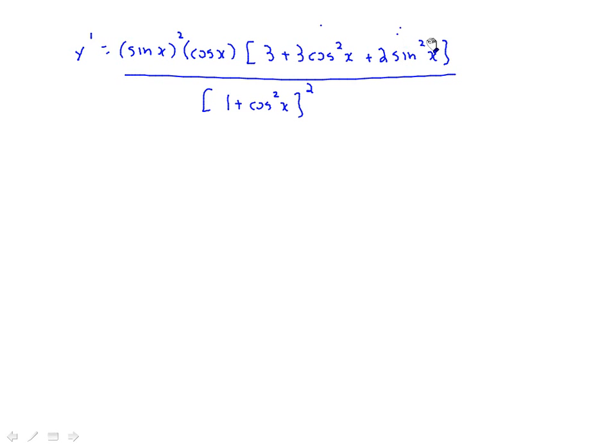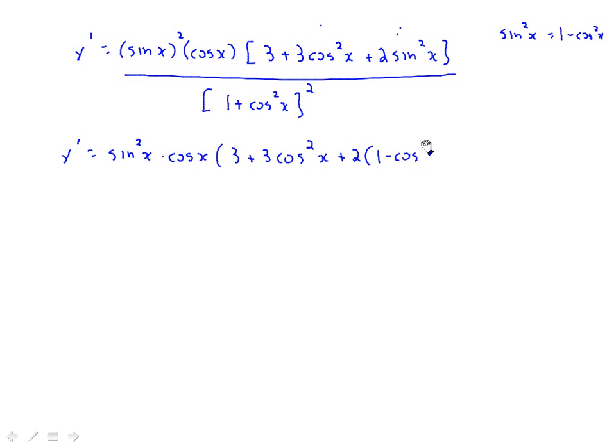But just to keep things interesting, I'm going to convert sine squared into cos squared, because using that Pythagorean identity, sine squared x is equal to 1 minus cos squared x. So I'm going to do that. That will give me y prime is equal to sine squared x, I'm going to write it back in that form, times cos x, and then multiplied by 3 plus 3 cos squared x plus 2 times 1 minus cos squared x. So a reminder, I chose to convert this into cosine, but it could have been the reverse.